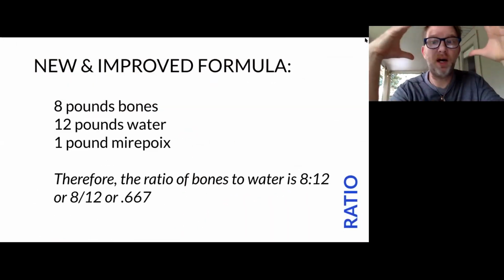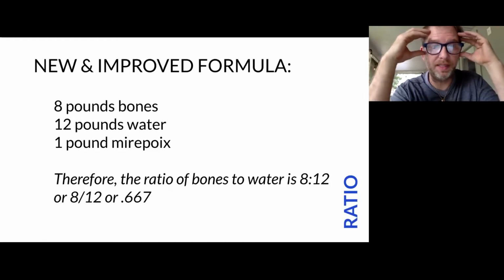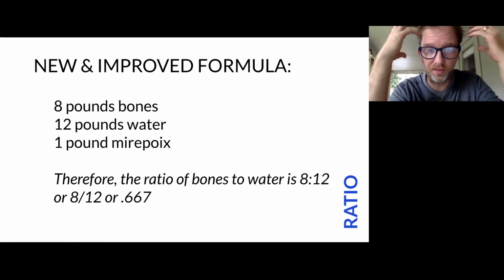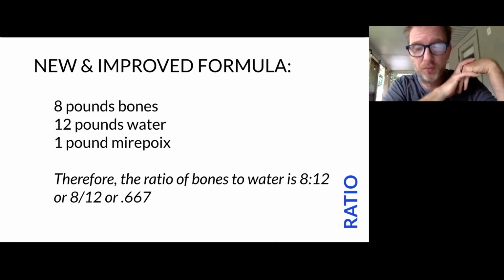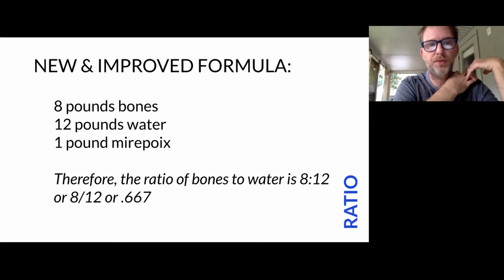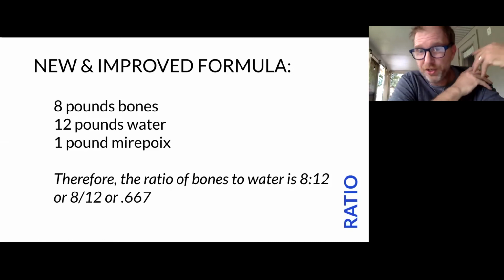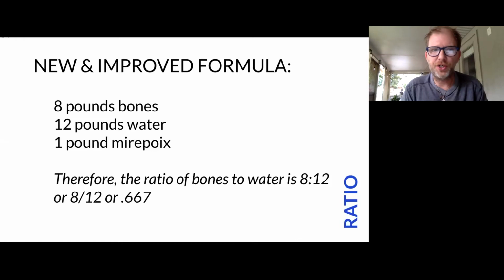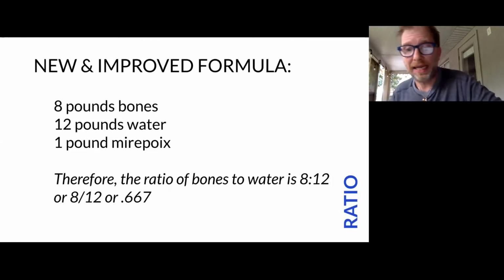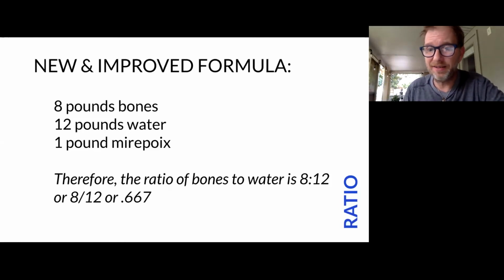Okay, so now we've got a new and improved formula. Instead of calling for 6 quarts of water, now we've got 12 pounds of water: 8 pounds of bones to 12 pounds of water to 1 pound of mirepoix. So we have a ratio, a relationship. What is the relationship of bones to water? It's 8 to 12. Now, like with any ratio, all you do is divide the second number by the first number, and that gives you the relationship. So 8 divided by 12 is equal to 0.66.